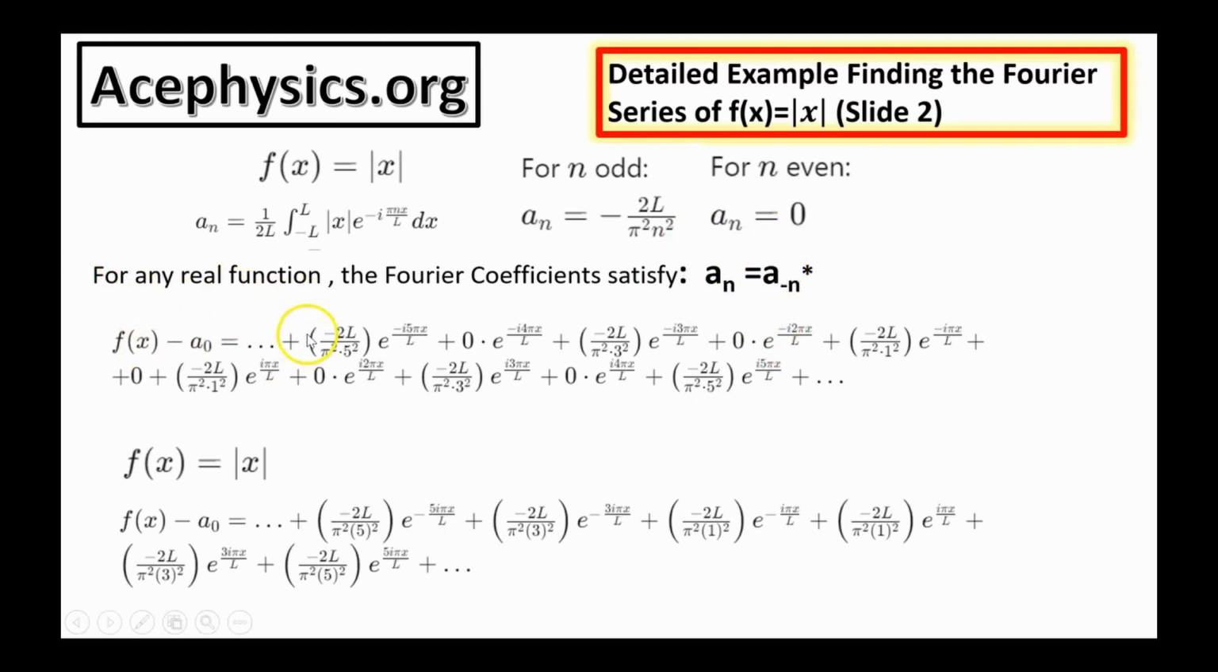Of course, there's an infinite number of terms. I can't write them all. This is the n equals negative 5 term. I plug in negative 5 for n. Negative 5 squared is just 5 squared, multiplied by e to the minus i 5 pi x over L. The negative 4 term is 0 because all even n's are 0. The negative 3 term, this is the coefficient of the negative 3 term. This is the negative 3 basis vector. At the end of the day, this infinite sum is equal to the absolute value of x. This is the Fourier series for the absolute value of x in its full glory.